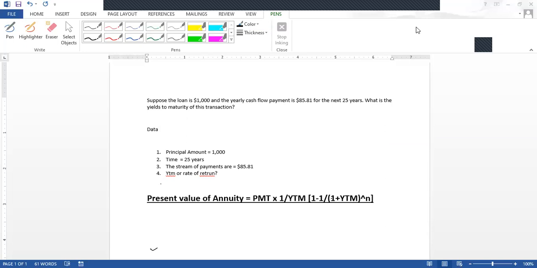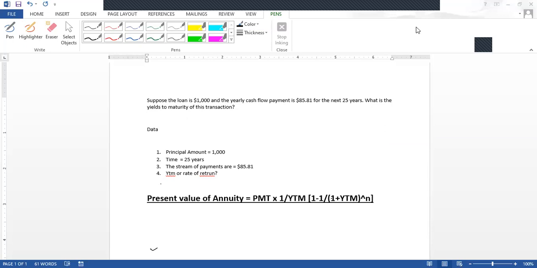Today we are going to solve the problem that is related to YTM for a fixed term loan. Let's take the example. Suppose the loan is $1,000 and the yearly cash flow payment is $85.81 for the next 25 years. What is the yield to maturity of this transaction?